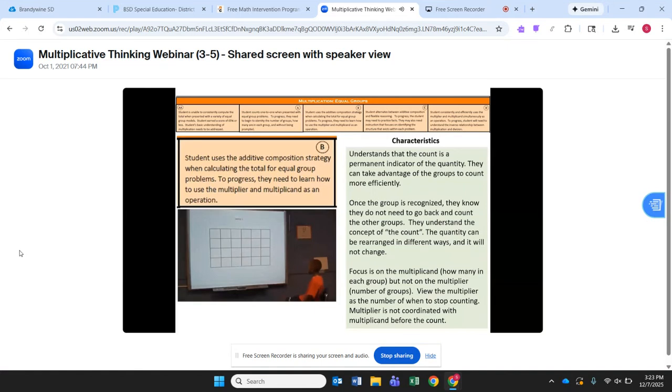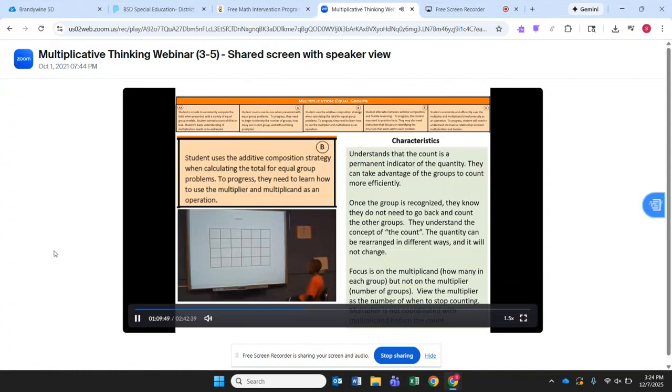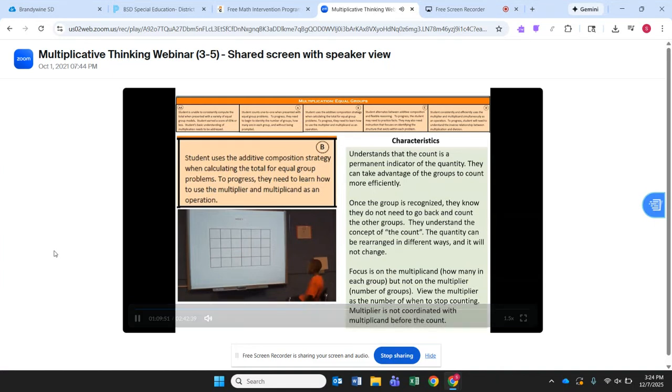Yes. All right. Okay, remember for level B, there's a lower side, which is sort of the repeated addition or additive composition. Then there's the higher side, which is the skip counting. In characteristics, understands that the count is a permanent indicator of the quantity. They can take advantage of the groups to count more efficiently. So once they figure out how many are in one group, they just keep going all the way through, and they trust the count. They know that there's going to be 4 and 4 and 4 and 4 and so on. Once the group is recognized, they do not need to go back and count the other groups, right? They understand the concept of the count. The quantity can be arranged in different ways, and it will not change.